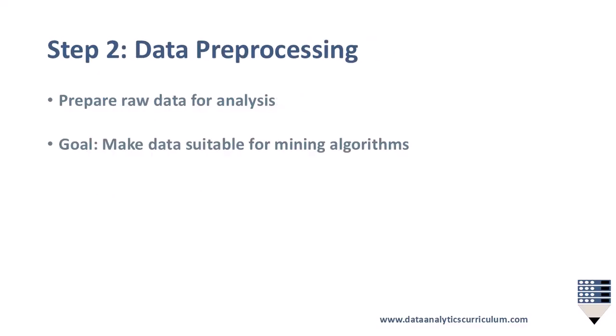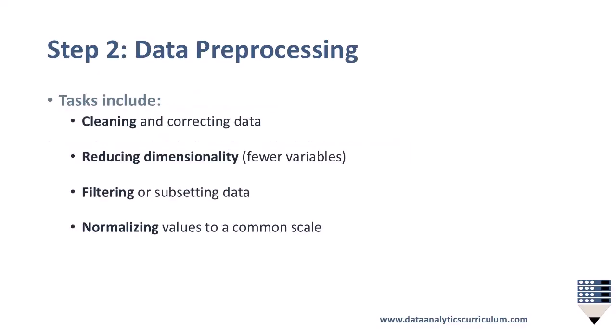Step 2. Data preprocessing. The second step is data preprocessing. Here, we prepare raw data so it's clean, consistent, and suitable for mining algorithms. This step is often the most time-consuming but also the most important, because poor quality data leads to poor quality results.